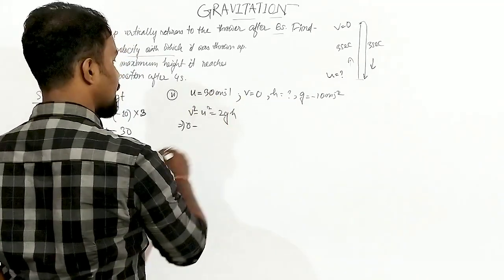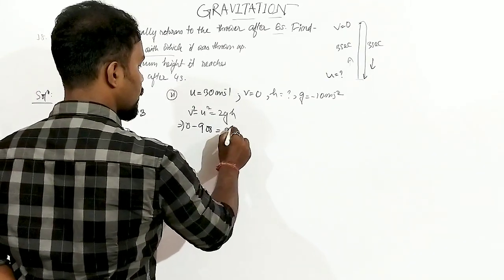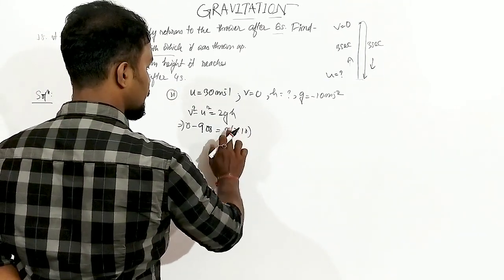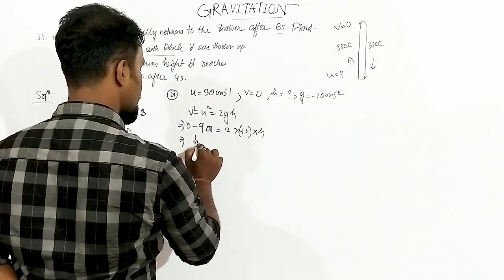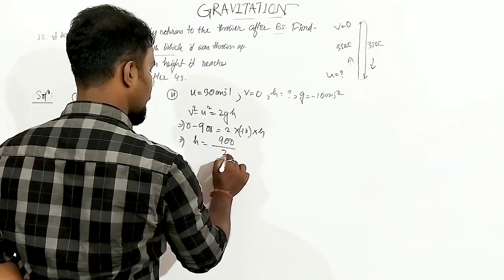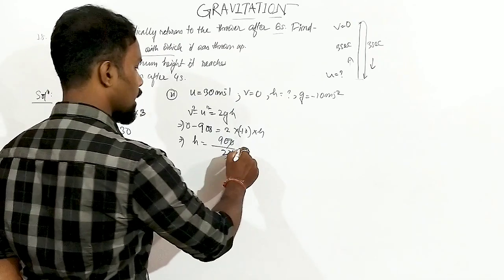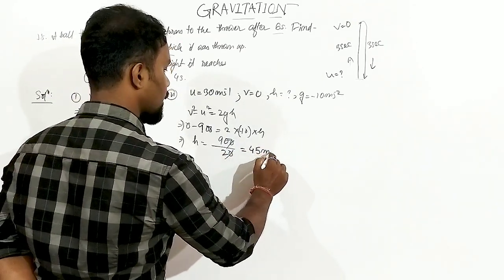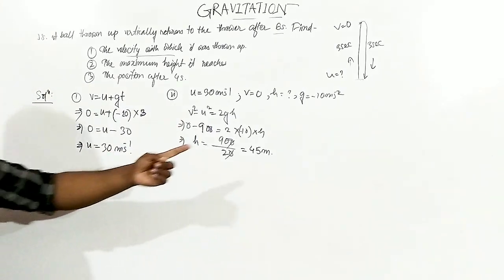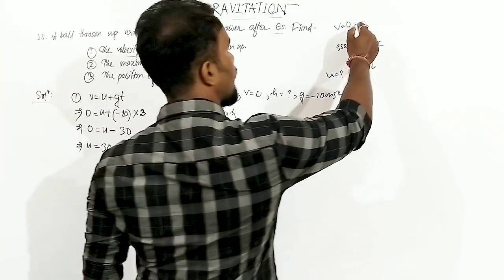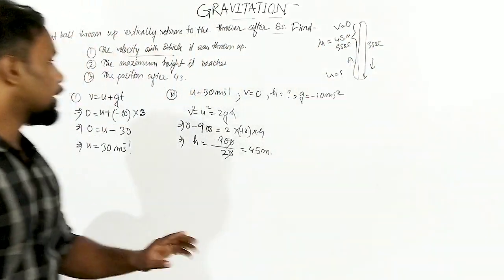u is given as 30, so 30 squared is going to be 900, equal to 2 into minus 10 into h. So h is going to be 900 by 20. That minus and that minus are going to cancel out, and that 0 is going to be cancelled out. We are going to get 45 meter. That means with the velocity u, that is 30 meter per second, it attains a height of 45 meter. That is our second question.